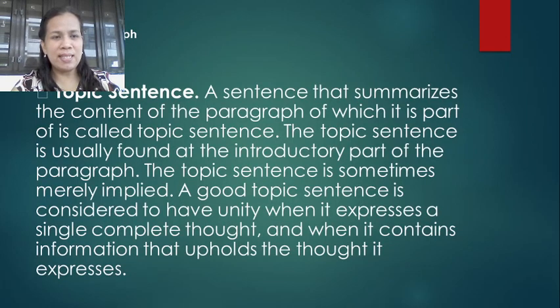The first one is topic sentence. A sentence that summarizes the content of a paragraph of which it is part of is called topic sentence. Topic sentence is usually found in the introductory part of the paragraph. Topic sentence is sometimes merely implied. A good topic sentence is considered to have unity when it expresses a single complete thought and when it contains information that upholds the thought it expresses.